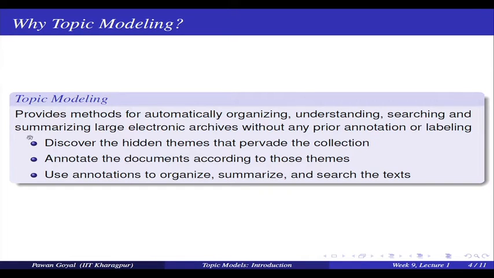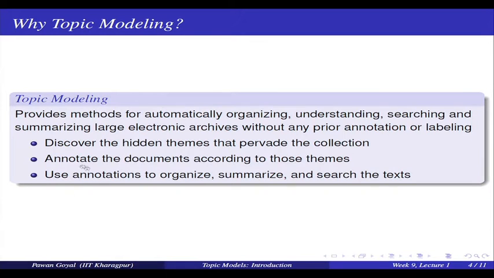So what you do here is discover the hidden themes that are pervading through the collection, and the topic model itself annotates the documents as per these themes. So it will tell you, okay, these are the overall themes, this document contains these themes, and so on.